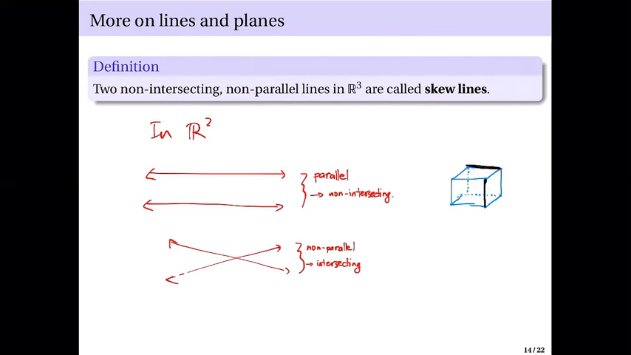So there's a possibility that you will have lines that are not intersecting and not parallel in three-dimensional space.